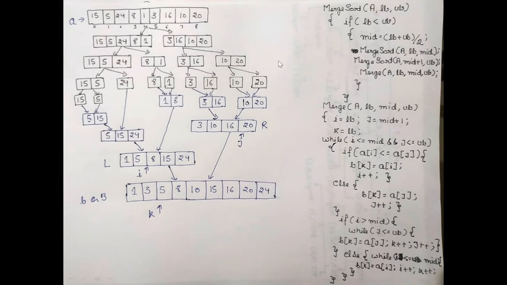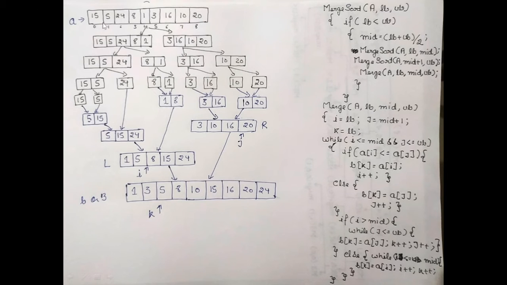Now for this array, the lower bound will be mid plus 1, that is 4 plus 1, 5, that is from the 5th index to the last index. So this second merge sort recursive call will be dealing with this part of the array only, that is the elements 3, 16, 10 and 20. After calling these two, we have reached here. We'll not move ahead to the merge function now. We'll first try to divide the complete array.